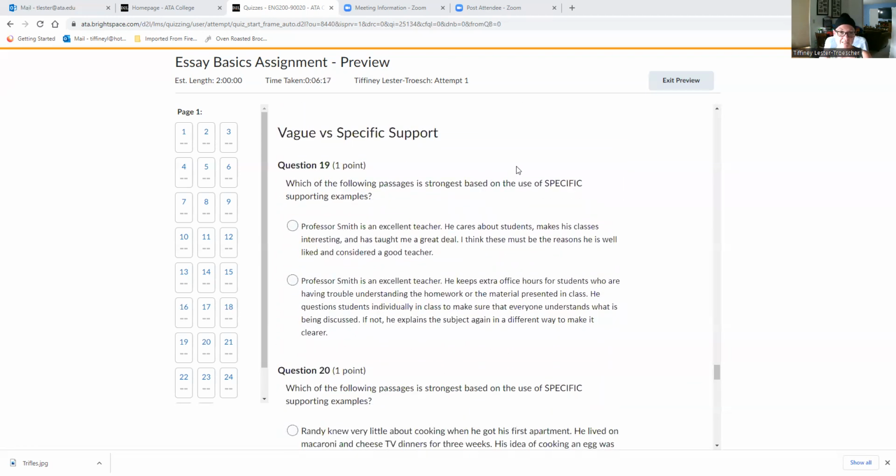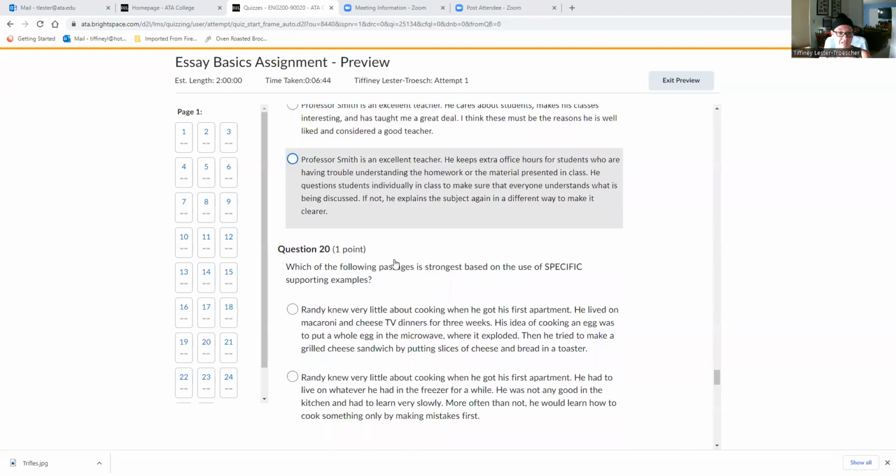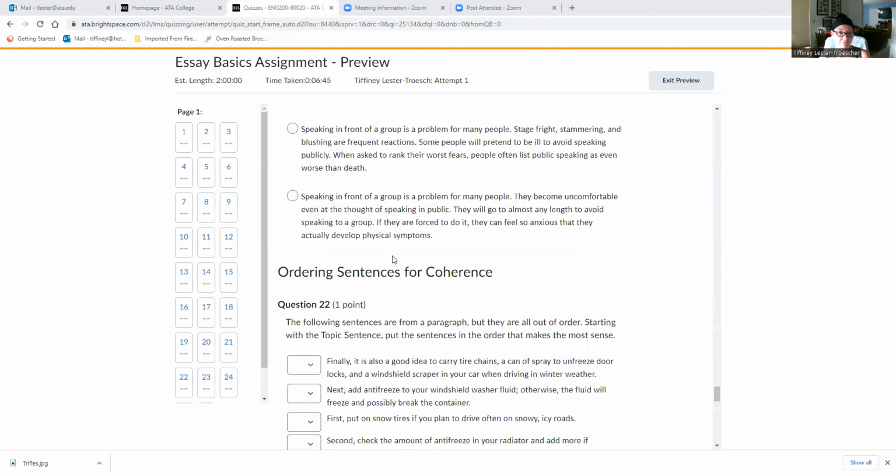Once we get to question 19, we're moving on to looking at vague versus specific support. So we've got two paragraphs here, and you need to decide which one provides the use of specific supporting examples. One of them is vague, the other one is specific. Choose the one that you think is the specific example. So you'll do that for 19, 20, 21.